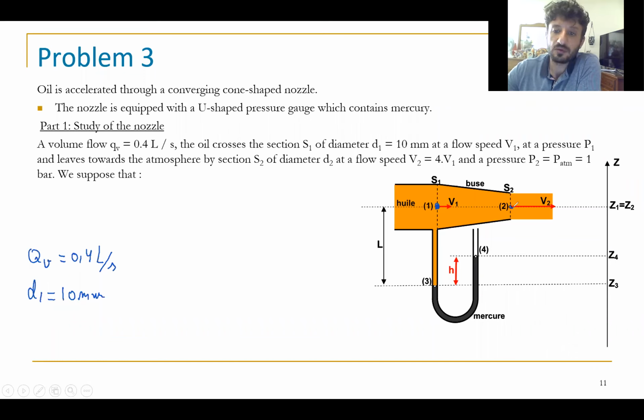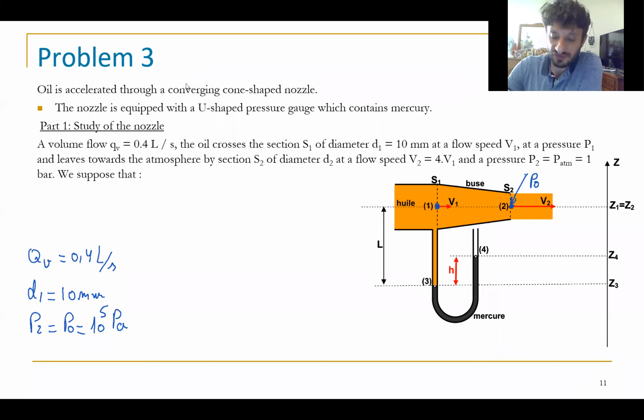Okay. At S2, you have a flow of water out of the nozzle. As this point is open to outside, we have at this point P0. I am talking at this point. We can say here P2 equals P0 equals 10^5 Pascal.